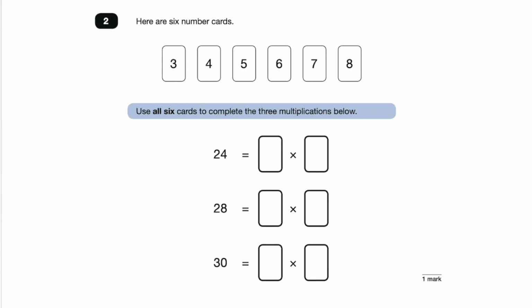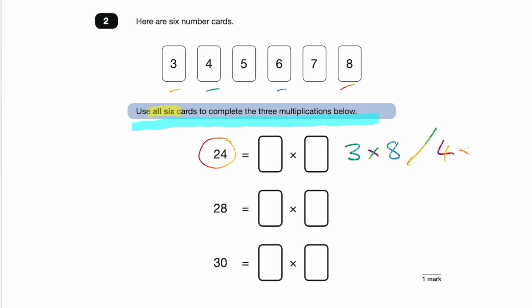Question 2 says here are 6 number cards. And the question says, use all 6 cards to complete the 3 multiplications below. And it's even put it in bold that we're going to use all 6 cards. So let's use this space next to the question to see any of the possible solutions. So how can we get to 24? Well, to get to 24, we could use 3 times 8. So I could have 3 times 8. But I could also have 4 times 6. 4 times 6. So we won't complete that one yet.